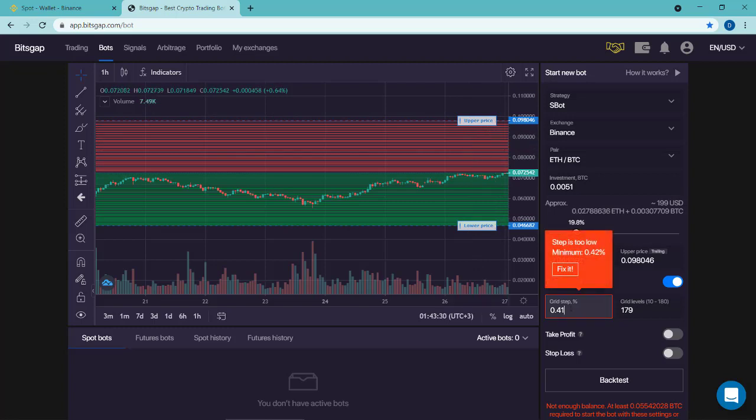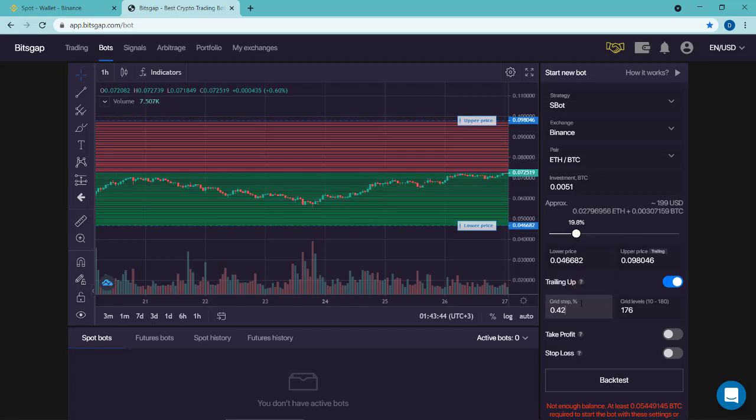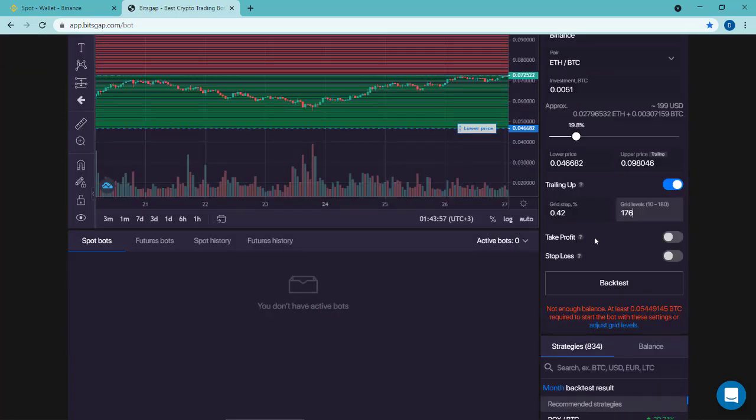Now I need to set the grid step. There's a red line around the box. It says that the minimum is 0.42 for my settings, so I'll change that to 0.42. The number of grid levels I don't need to set, that's already been set automatically after I chose the other settings. Take profit doesn't work if you're using the cheapest version of Bitsgap Trading Platform. It only works with the more expensive versions. Anyway, it's not necessarily so necessary to use it.